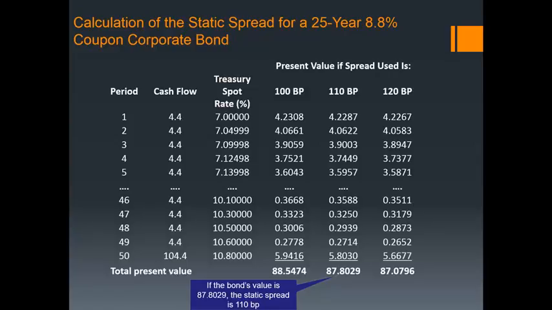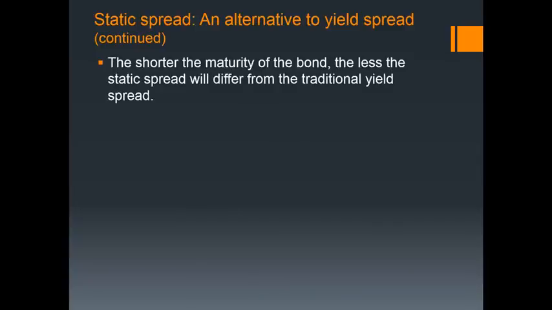In this trial and error we add different numbers of basis points and see what the present value is at the bottom. If the bond's value is 87.8029, then we know that the static spread is 110 basis points. Using this trial and error method would be rather tedious if we have to do it very often, so we are much better off using Excel, which we will do at the end here.